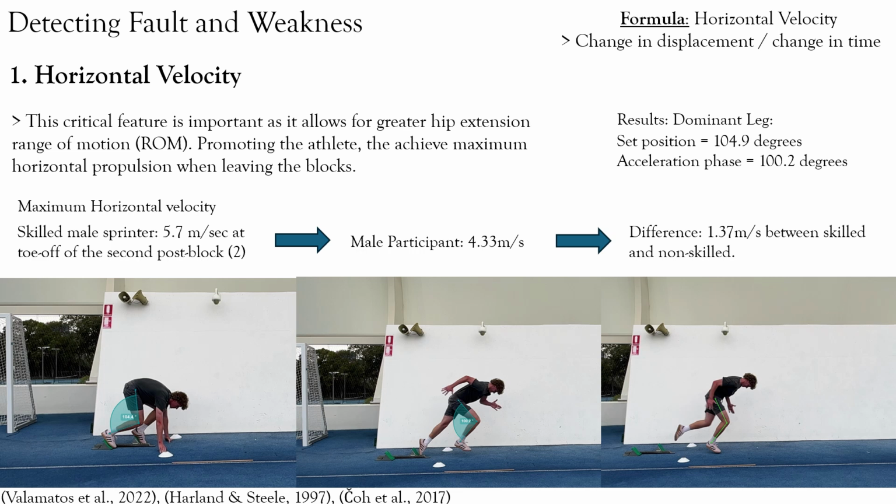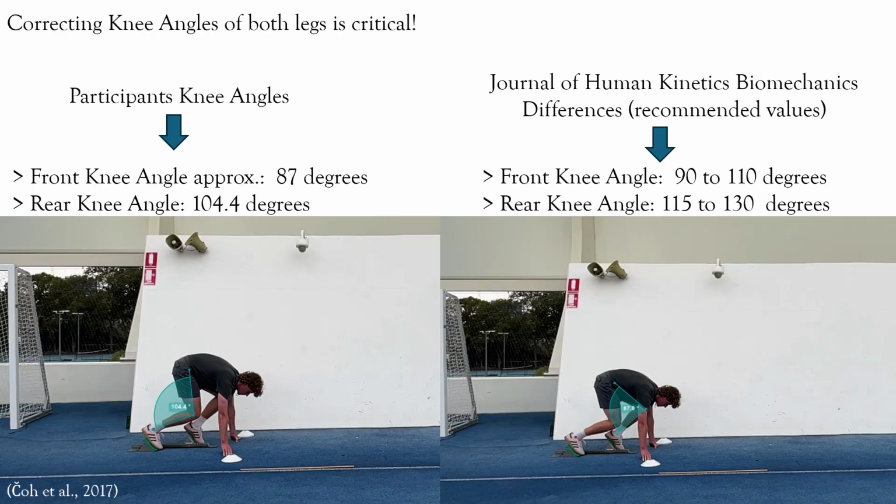According to the journal article Biomechanics of a Sprint Start 2012, a skilled male sprinter has a horizontal velocity once leaving the blocks of 5.7 meters per second at toe off of the second post-block step, while seen in our non-skilled athlete performed the horizontal velocity of 4.33 meters per second, showing a difference of 1.37 meters per second between the skilled and non-skilled athlete when completing a block sprint start.